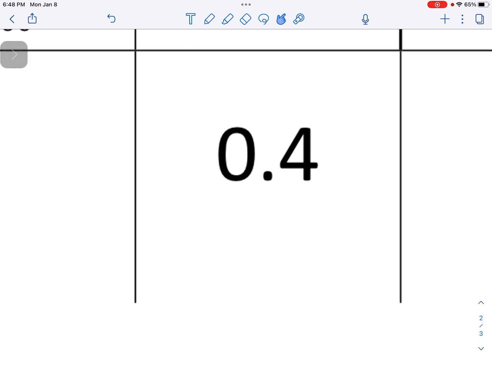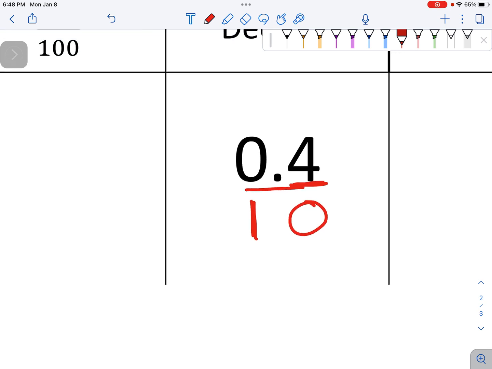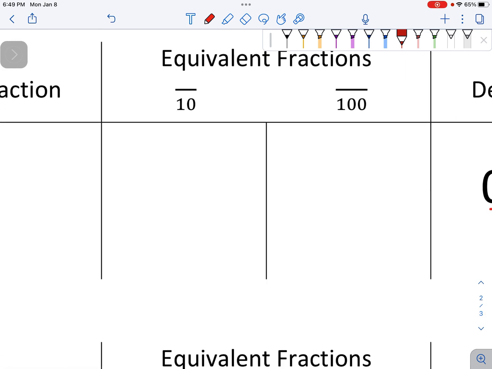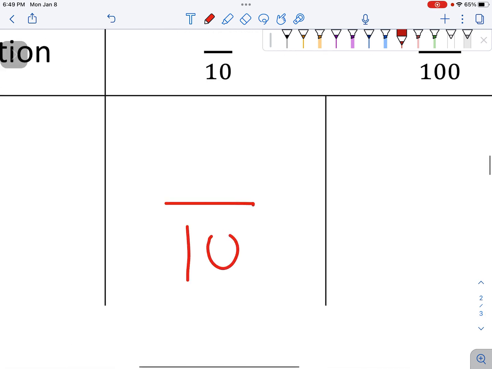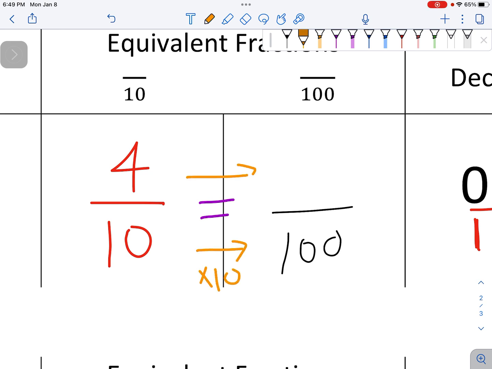For the decimal, I know that the 0 is in the ones place. So then every digit behind, so there's a 4 here, so I'll put a 0 right underneath it. That means that this is 4 over 10, or 4/10. I can write that for the equivalent fraction over 10. It also means that as an equivalent fraction with 100 on the bottom, 10 times 10 is 100, so 4 times 10 is 40.